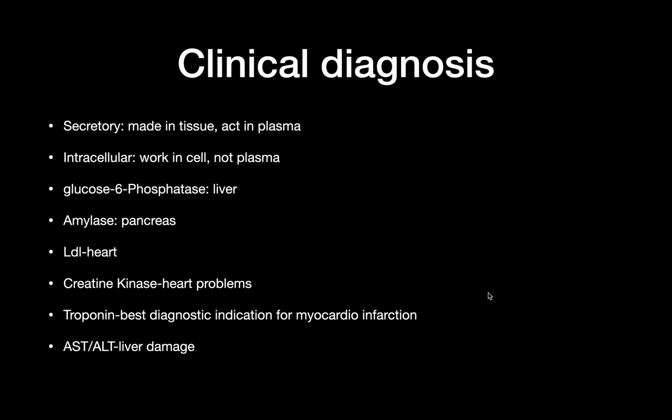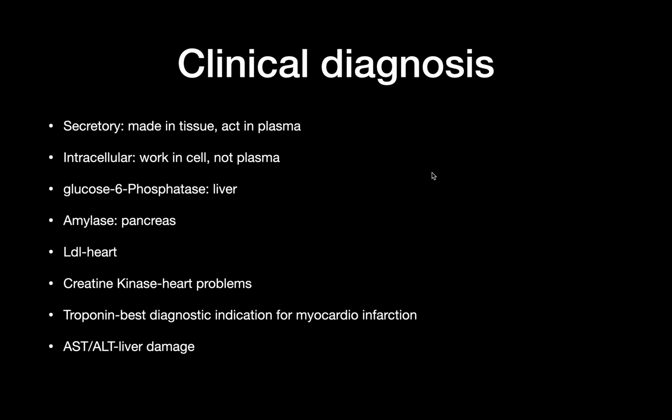So here are some examples of the clinical diagnoses and how these enzymes are used. So let's just go through it first. Secretory enzymes are made only in the tissue, and they act in the plasma. And intracellular plasma proteins work in the cell and not the plasma. So for example, once the intracellular proteins are released into the bloodstream, that is problematic.